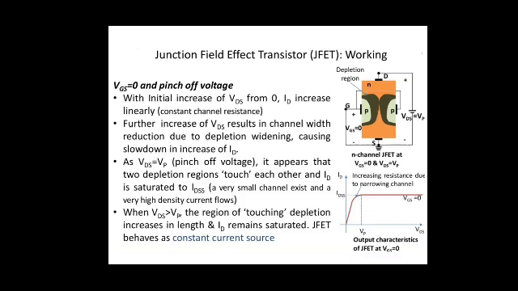Now at a certain point, what happens as you keep on increasing VDS? The two space charge regions on either side of the channel will come into contact with each other. The space charge region present on this side and the one on this side come into contact with each other. Due to this, the channel width will be reduced to 0.